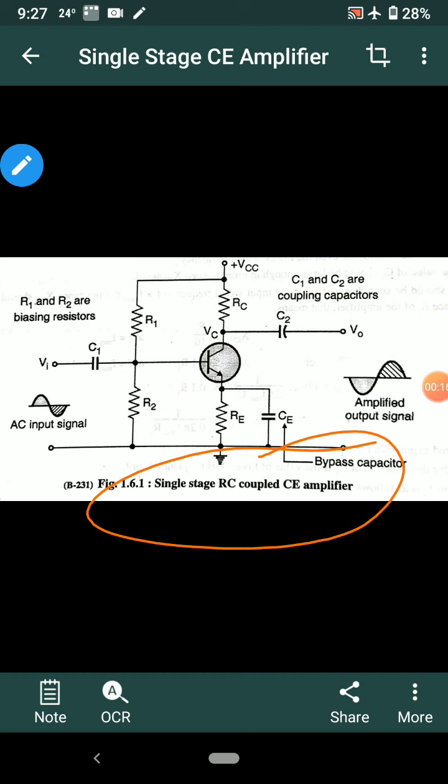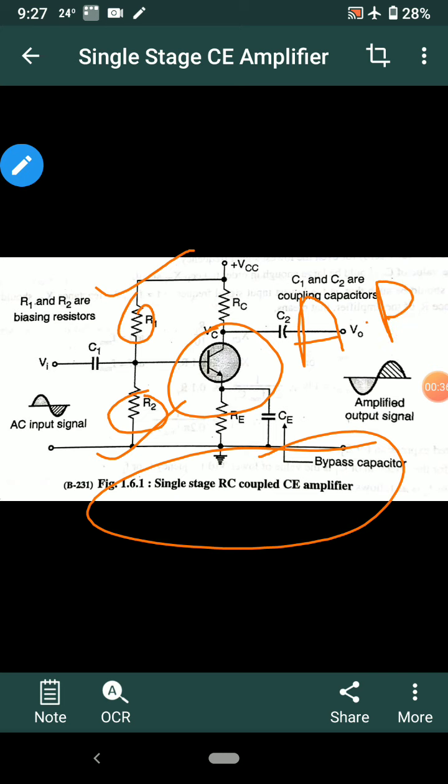Now look, in the given circuit diagram, there is some basic structure: R1 and R2. The R1 and R2 are called biasing resistors. They are used to operate this transistor in the active region. In the active region, the transistor works effectively. For this effective working in the active region, these two biasing resistors R1 and R2 are used.